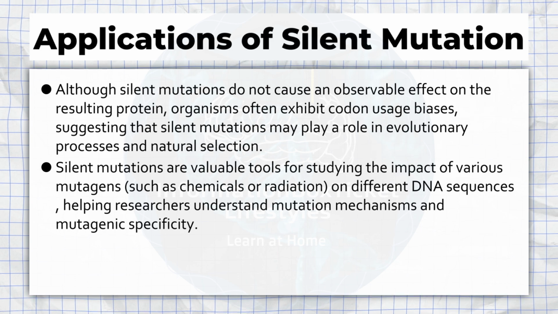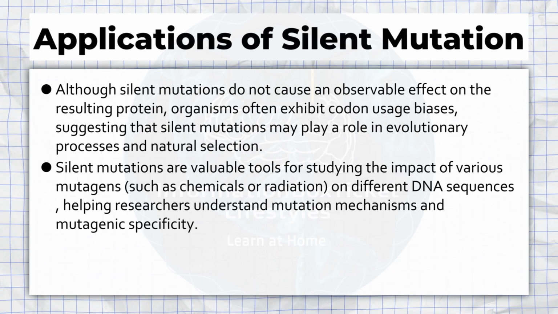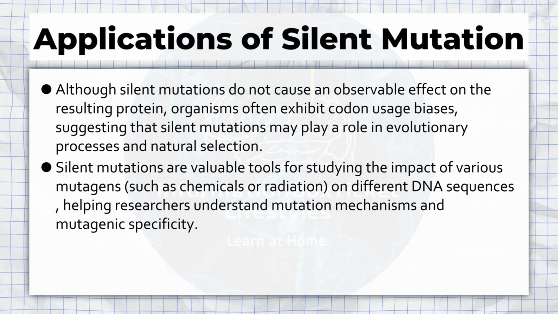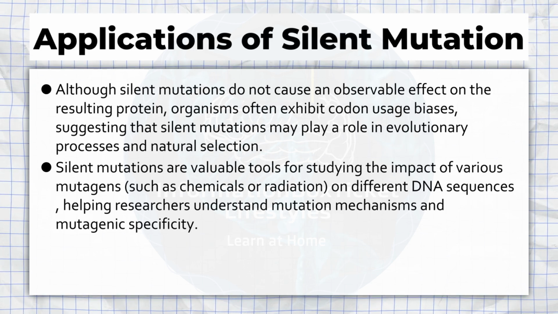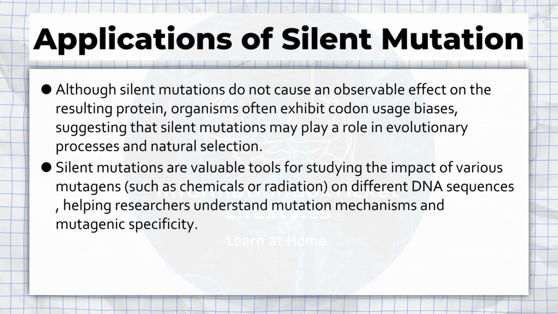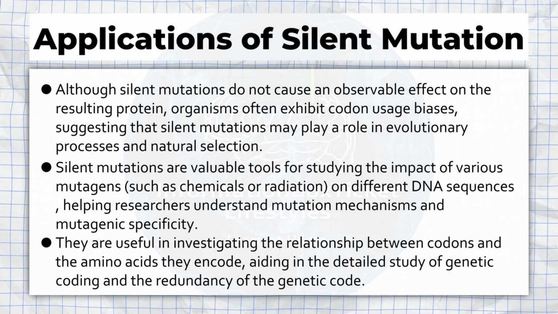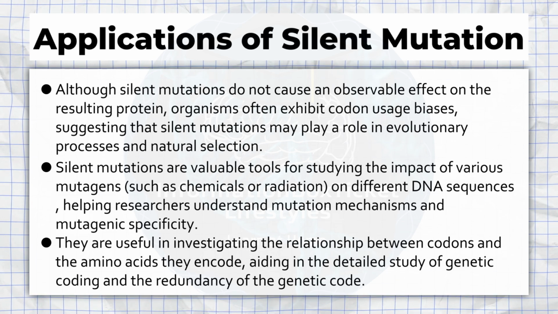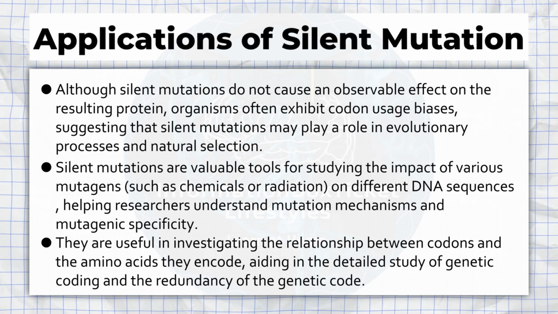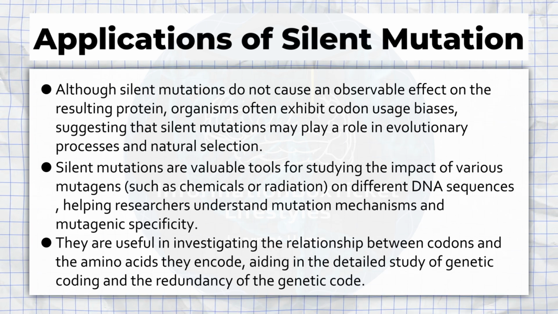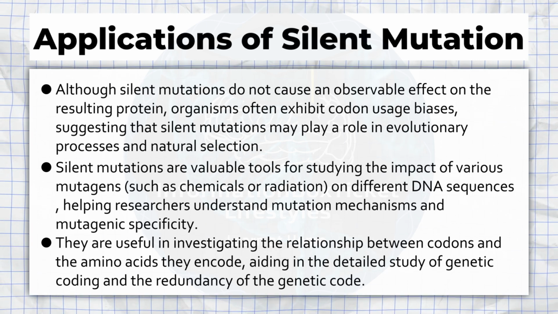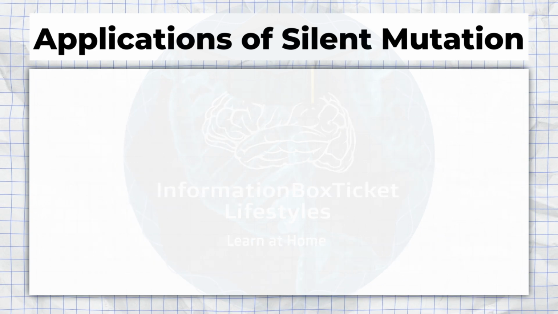Silent mutations are valuable tools for studying the impact of various mutagens, such as chemicals or radiation, on different DNA sequences, helping researchers understand mutation mechanisms and mutagenic specificity. They are useful in investigating the relationship between codons and the amino acids they encode, aiding in the detailed study of genetic coding and the redundancy of the genetic code.